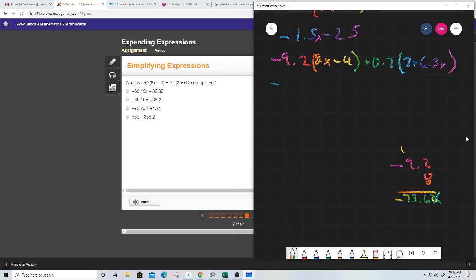So we're going to get negative 73.6x. Negative, right? Okay, the negative 9.2 times 4 is 36.8. So this is a minus times a minus, so this is going to be plus 36.8.